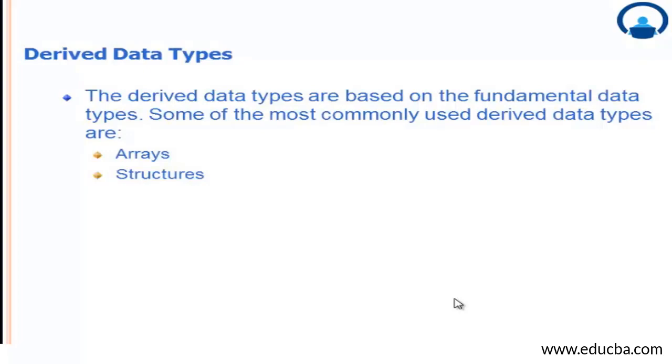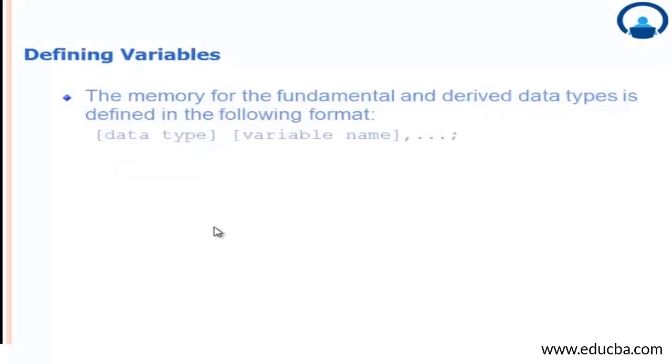We have structures. Let's say I want to store the details of a student. Student has a roll number, a name, some address, some contact number. So there are so many things with different types of data I want to group together because it is the detail of one student, right? So that we can store using structures. We are going to see structures also as a separate topic.